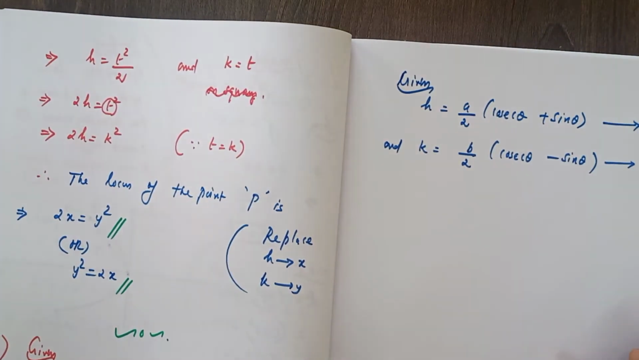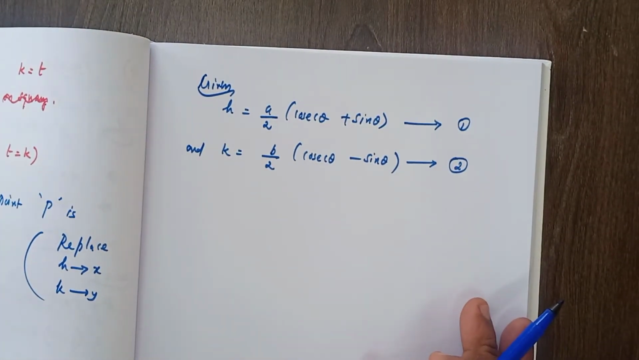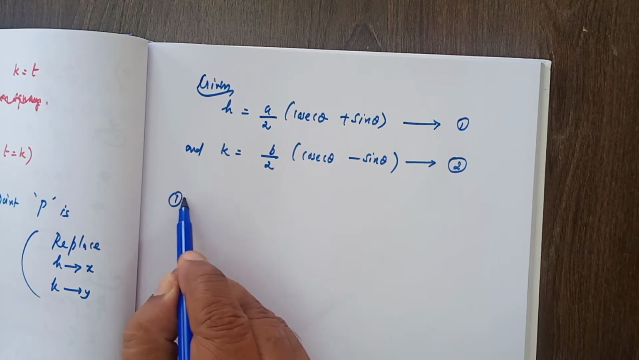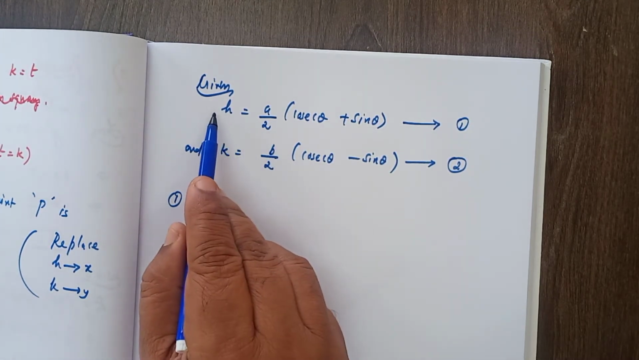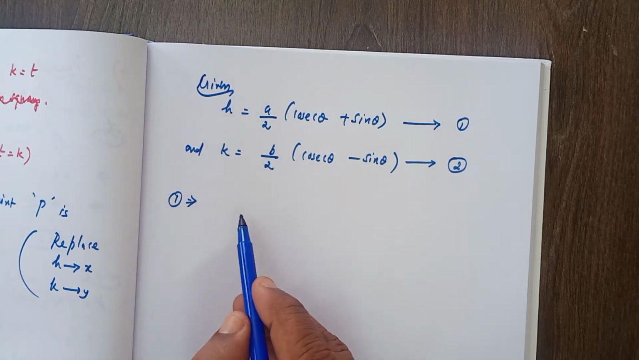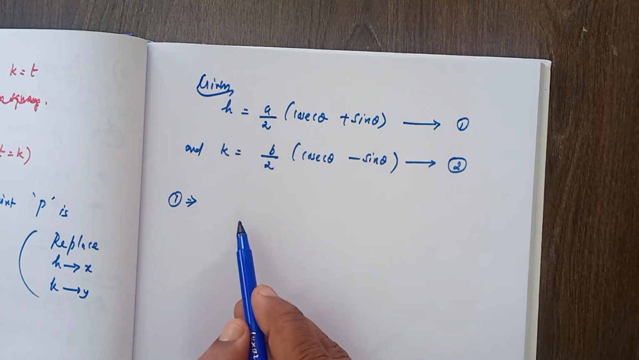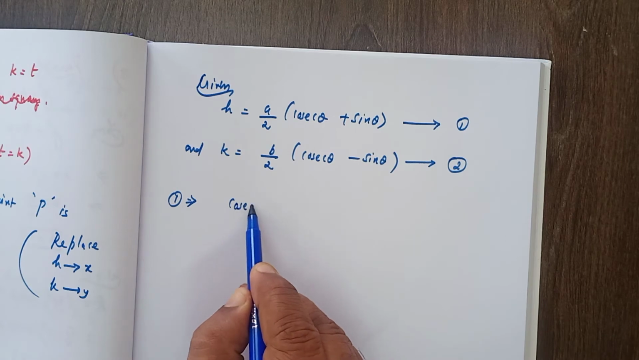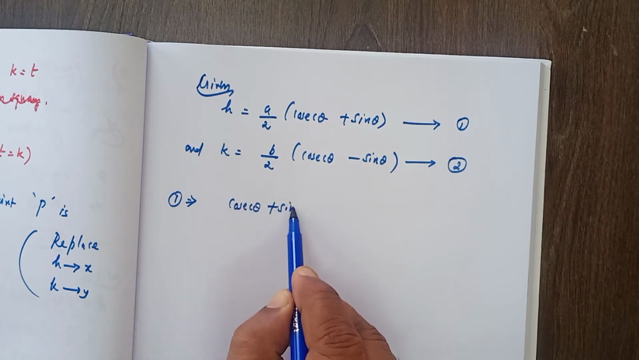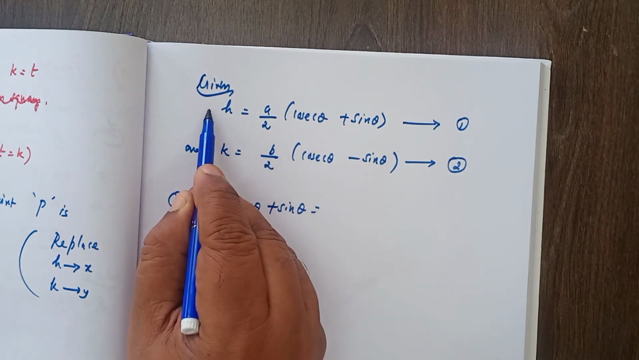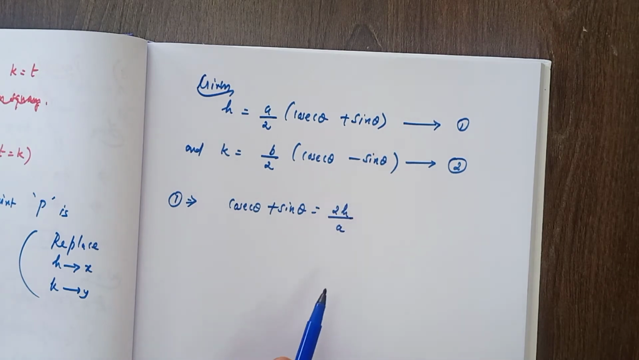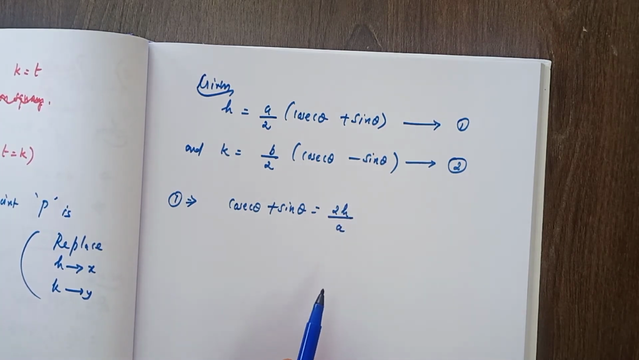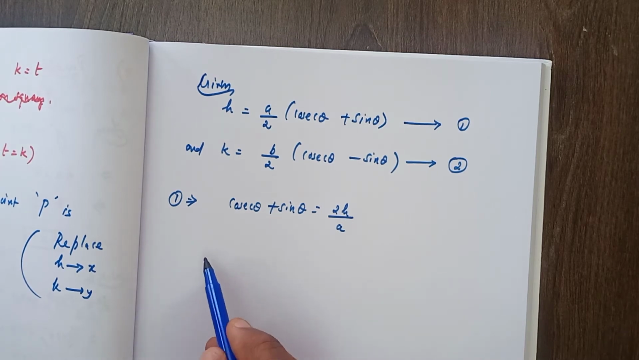I consider them as equations 1 and 2. Now equation 1 implies, just cross multiply, 2h by a is equal to cosecant theta plus sin theta. Cosecant theta plus sin theta equals 2h by a. The parameter theta has to be eliminated. For that, squaring on both sides.